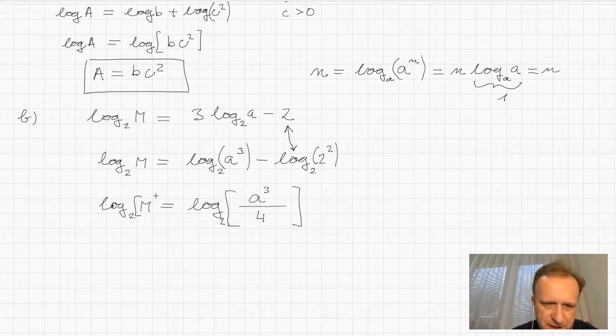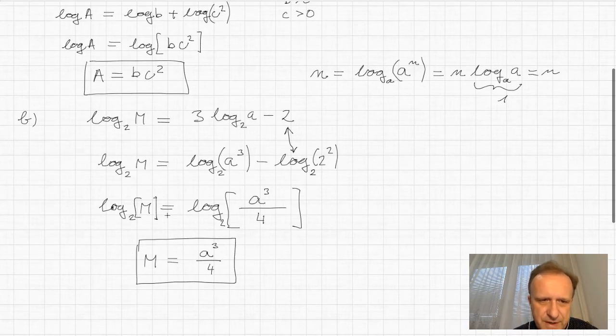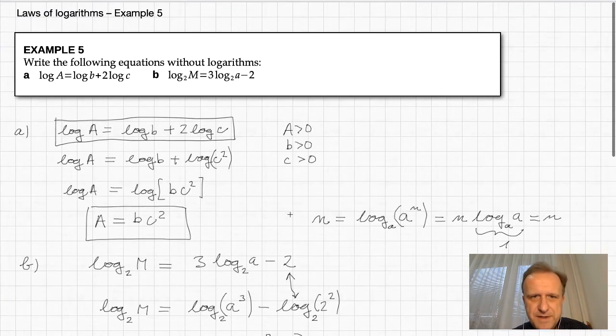And now you see, we have the equality of two logarithms in the same base 2. Since the logarithmic function is one-to-one, we can again draw the conclusion that m must be equal to a cubed over 4. Since these two logarithms are the same, then also the numbers they are taken from must be the same. And hence, this is the expression that replaces this logarithmic expression but doesn't use logarithms at all. And that's it for this exercise.